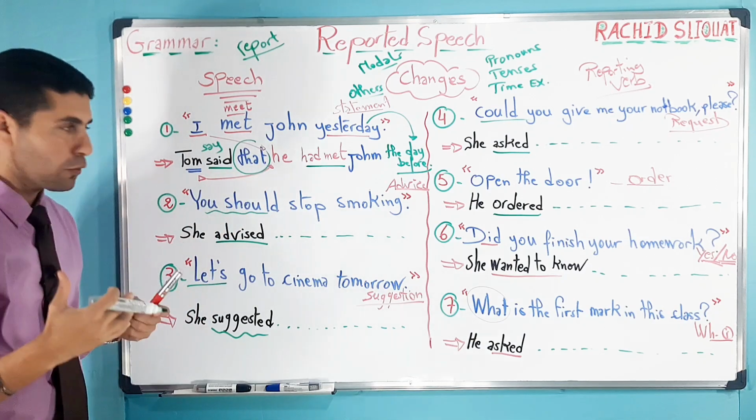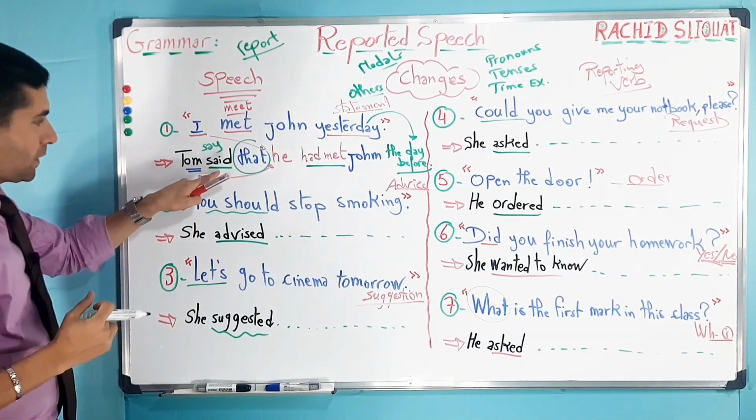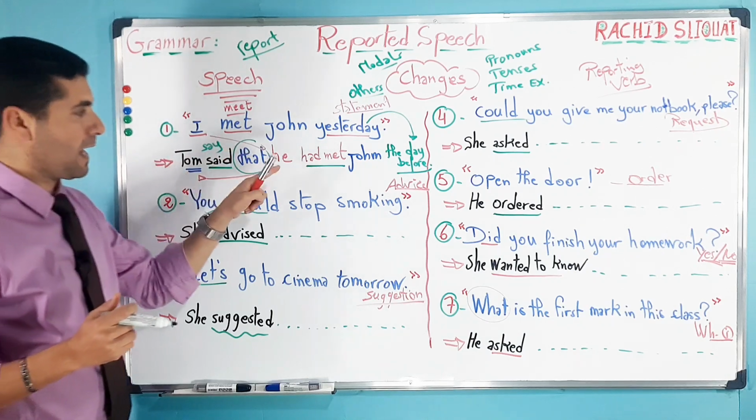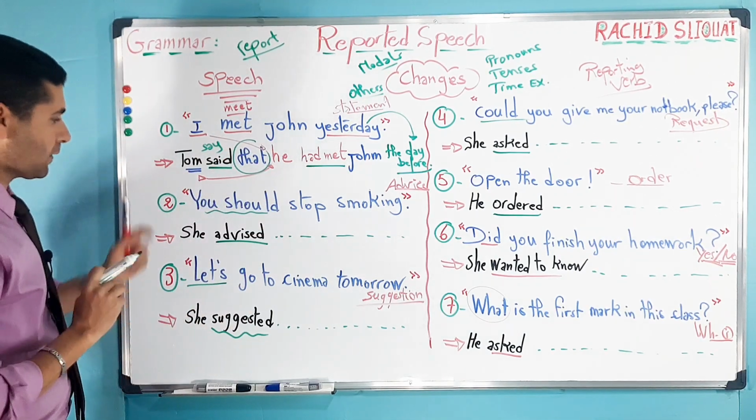So that is most of the time optional. So the reporting verb is said. Tom said that he had met John yesterday. Let's go to number 2.